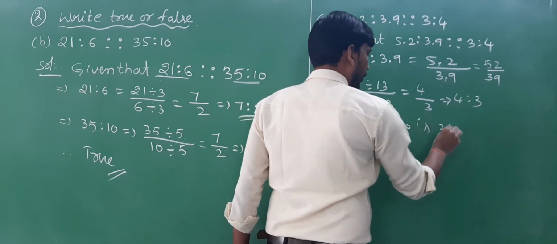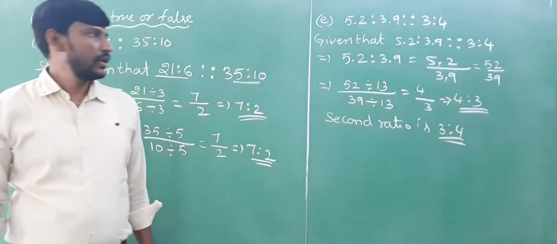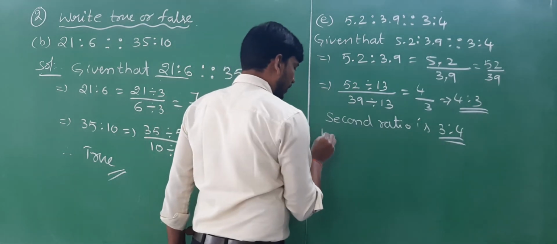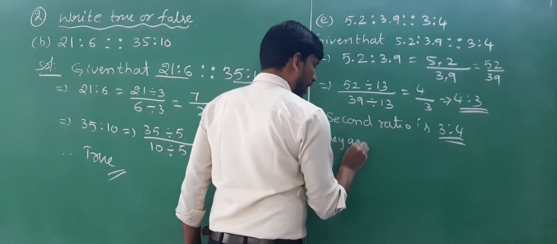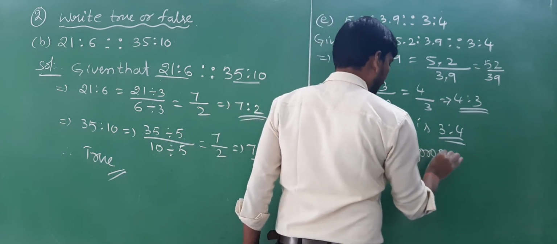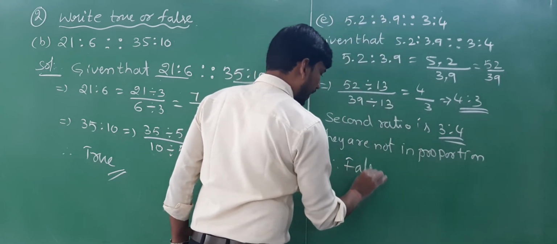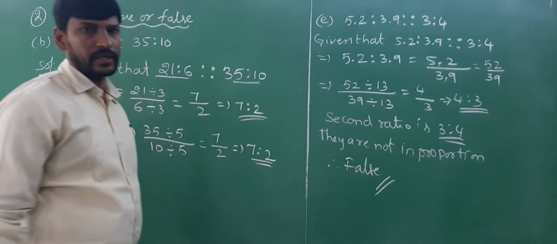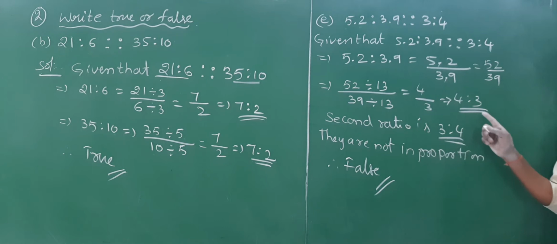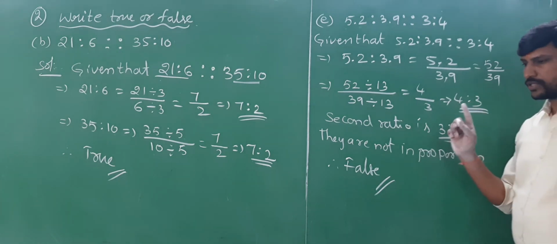Now tell me, the first ratio is 4 is to 3, second ratio is 3 is to 4. So are both in the proportion? No, they are not in proportion. So therefore the statement is wrong. Therefore the statement is a false statement. Is this clear, children? 4 is to 3 is not at all equal to 3 is to 4. These two ratios are not equal. First value is 4 here, but here we have 3. Okay, just copy this.